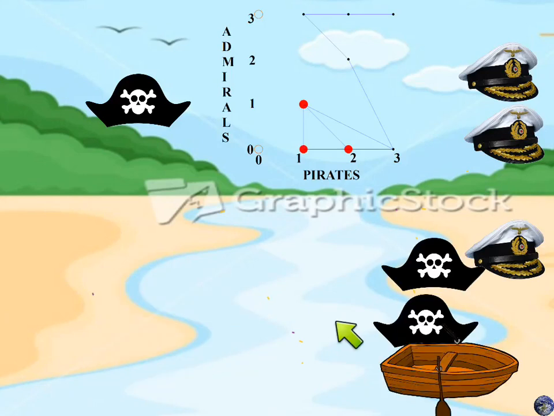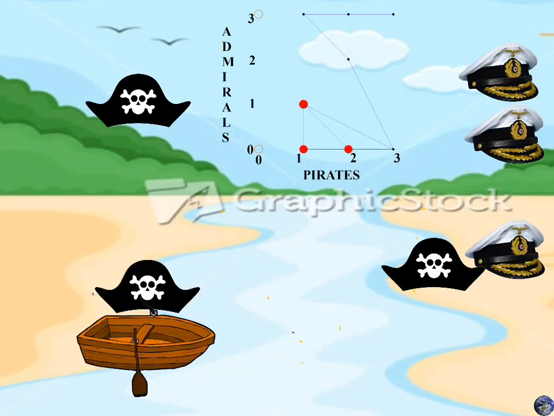When it gets to the other side, we're still perfectly okay because the admirals outnumber the pirates. And that same pirate can just sail back, grab the other pirate. So that pirate is now sailed back. We are now in the snapshot of 2 pirates and 0 admirals with the boat on this side. So we've hit our red dot, we've hit our goal.